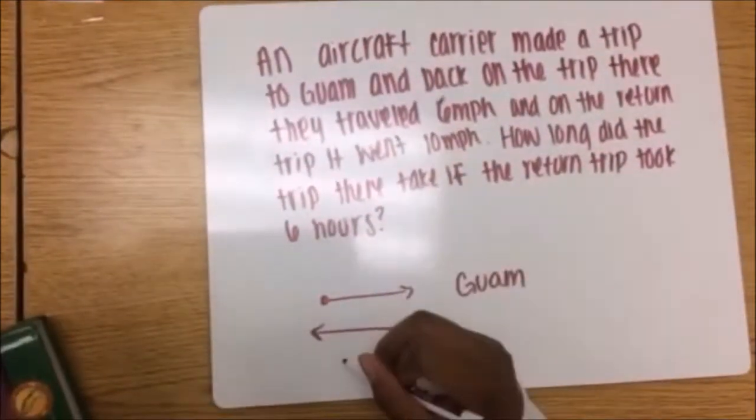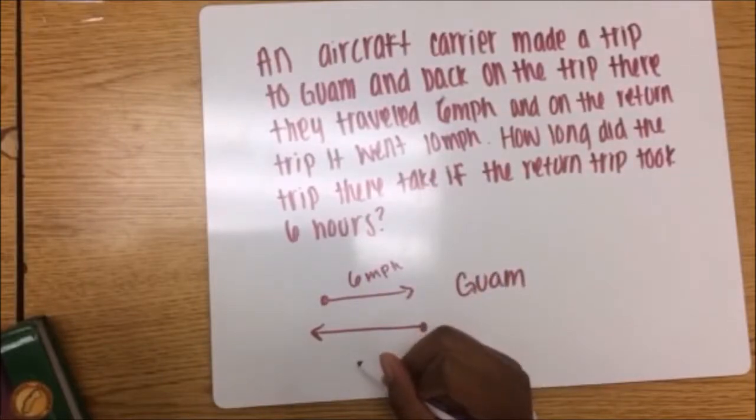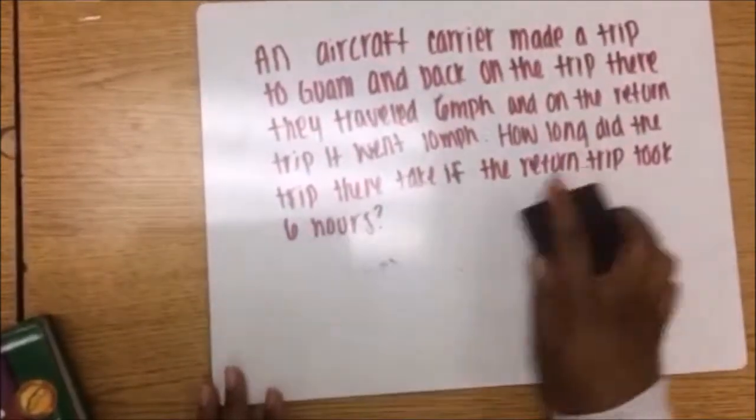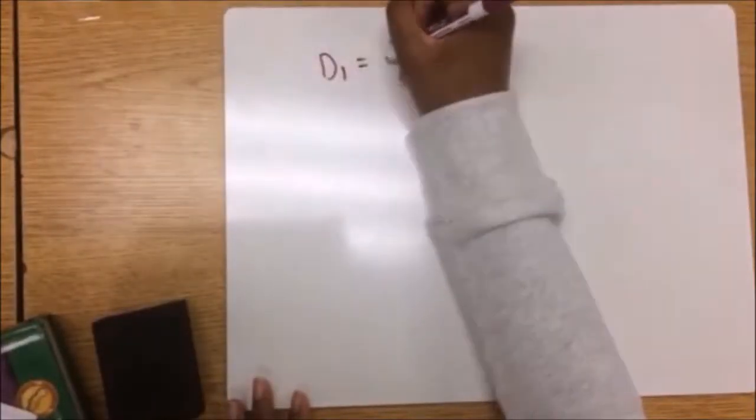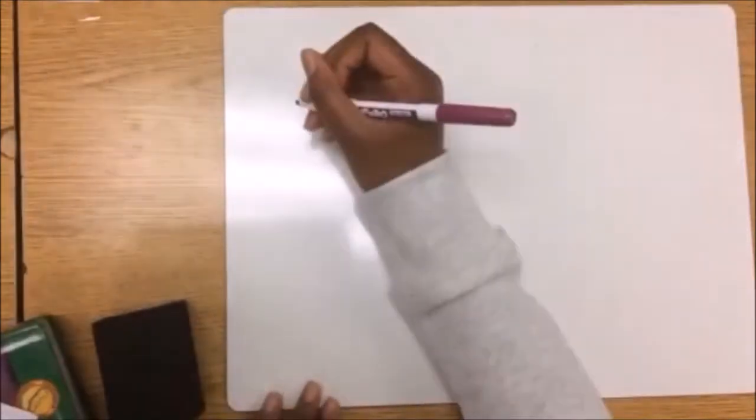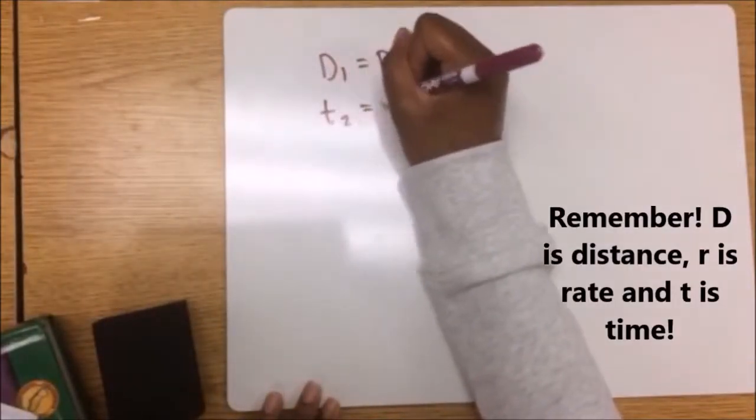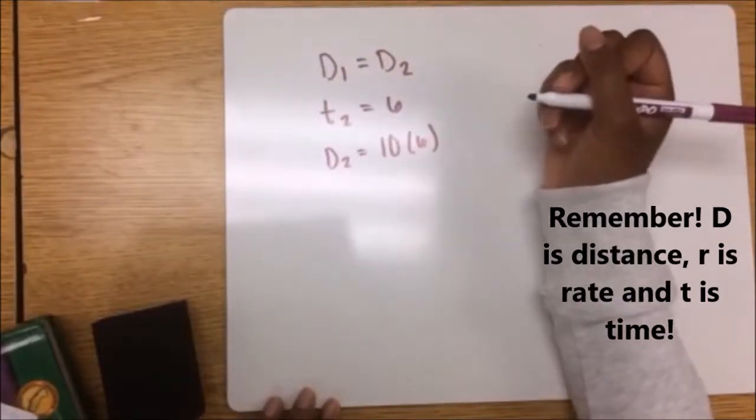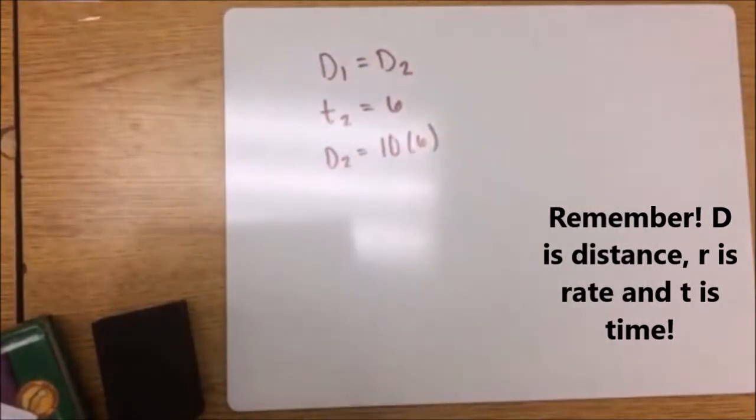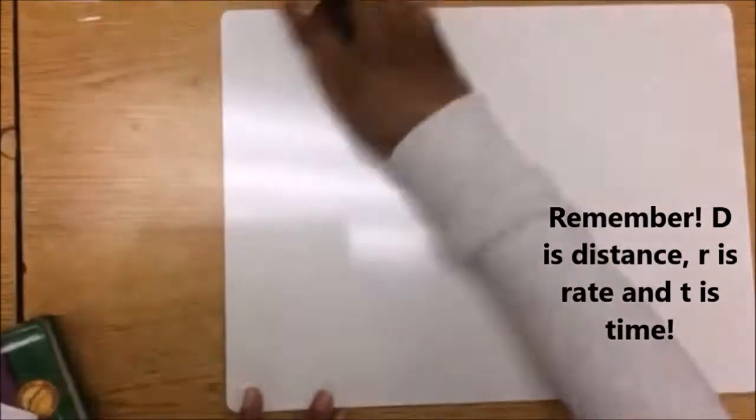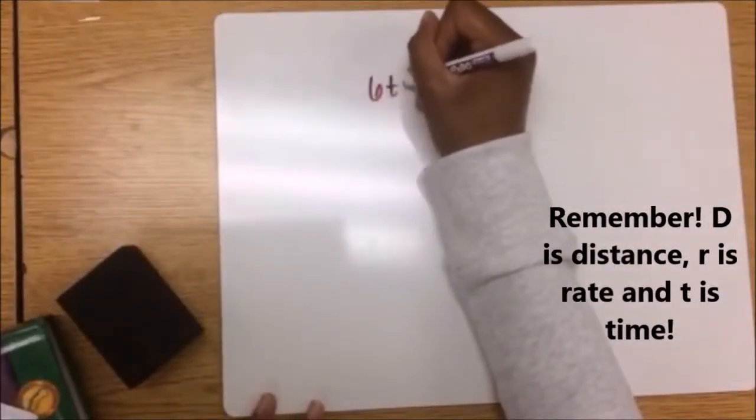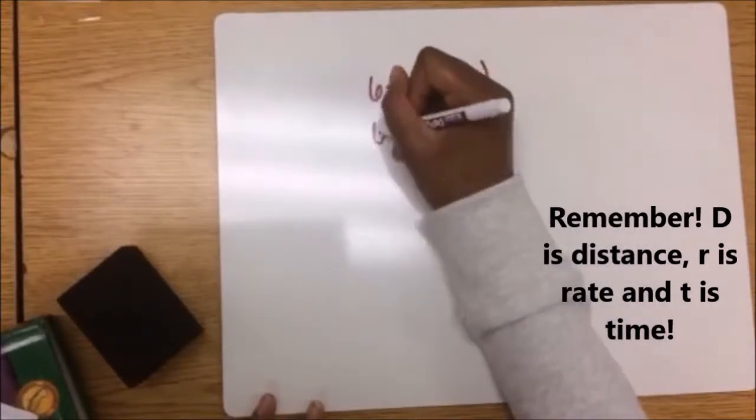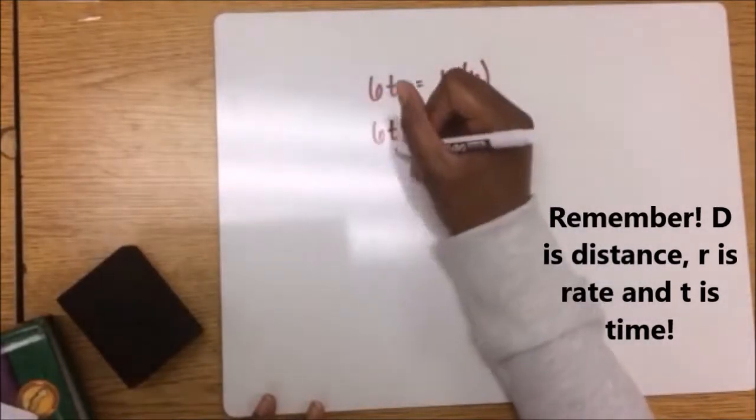First, draw a visual to help you solve the problem. Next, write D1 equals D2 and T2 equals 6. Now remember, distance equals rate times time, so put in D2 equals 10 times 6. So we want to solve for the time of the first trip. To get that, you need to multiply the time by 6. So write 6t equals 10 times 6, which is D2.